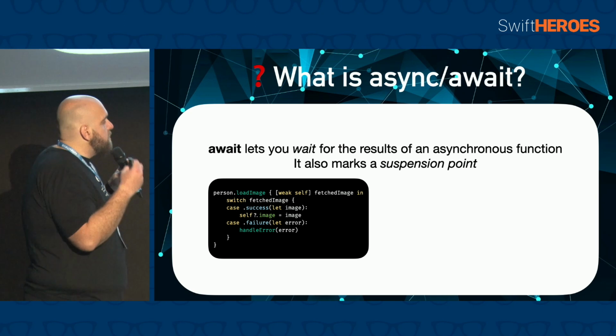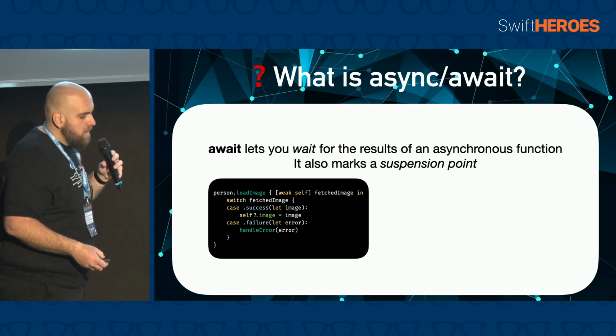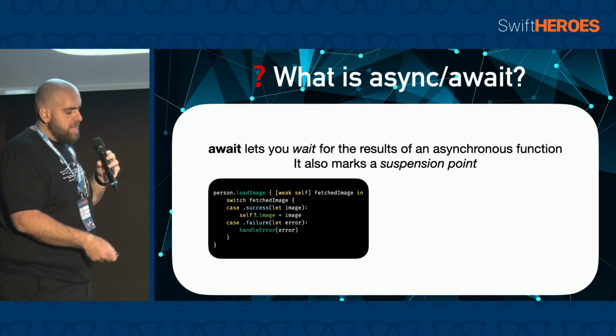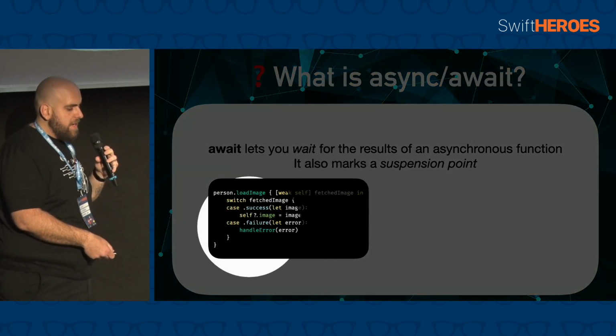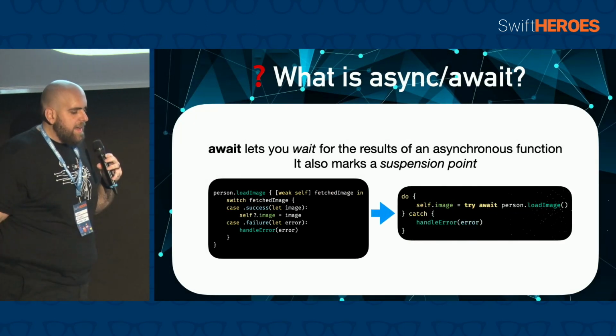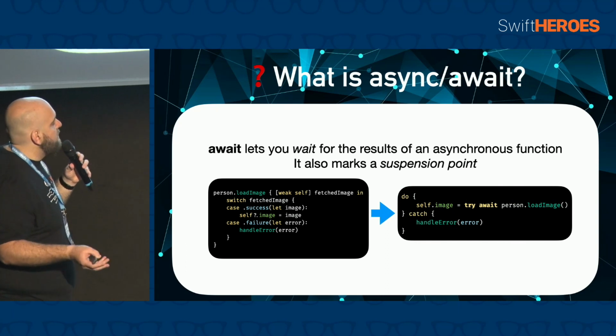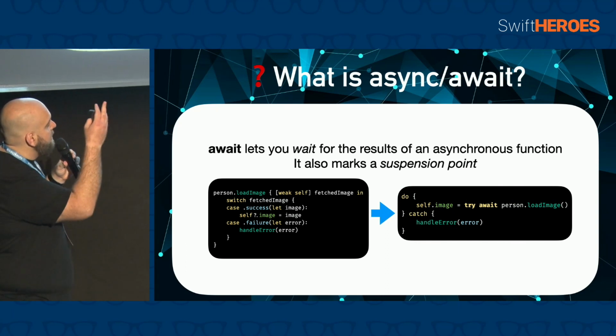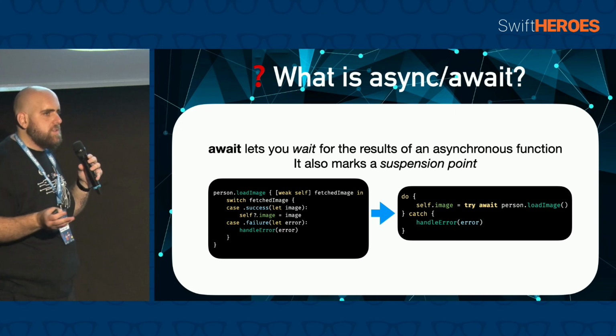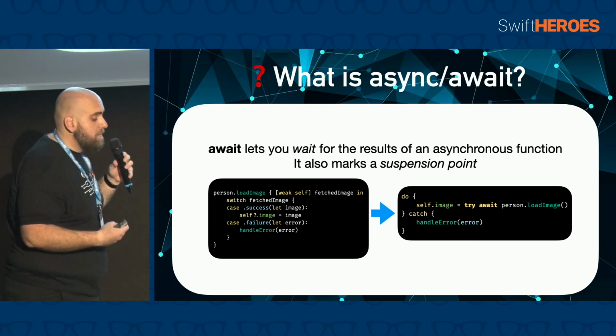Await on the other side lets you wait on these asynchronous functions. So instead of having to call a load image like this, and then pass a closure, and then wait for success or failure, I can simply do try await on this load image asynchronous function and wrap it in the do catch, just like synchronous code. So it makes the code very, very simple and very, very succinct.